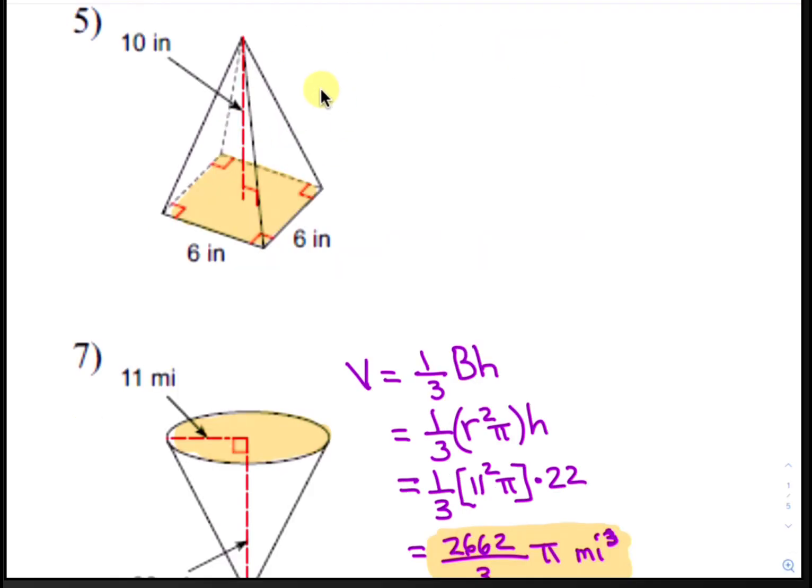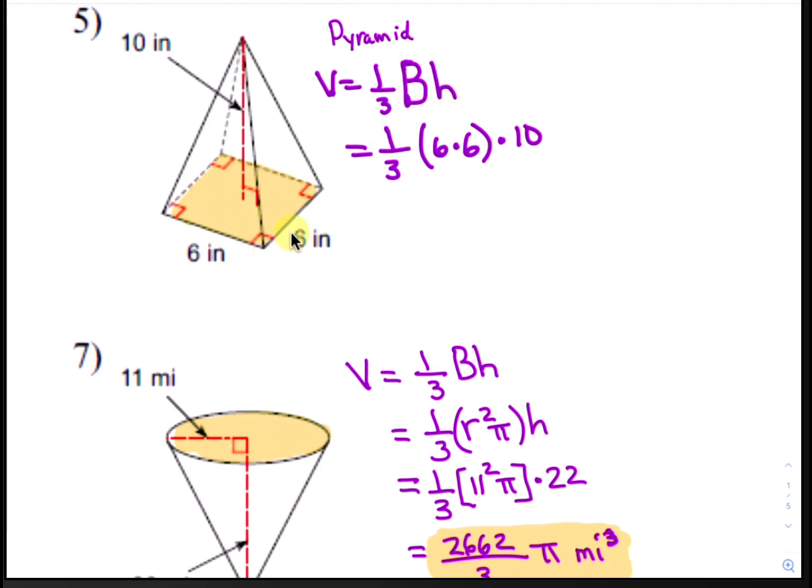All right, for number 5, we want to find the volume of this figure. And this is a pyramid, and the formula would be 1/3 area of the base times the height. The base is a square, which is 6 by 6, so the area is 6 times 6. The height of the pyramid is 10, and we multiply by 1/3, and when we multiply that out, we get 120 cubic inches.